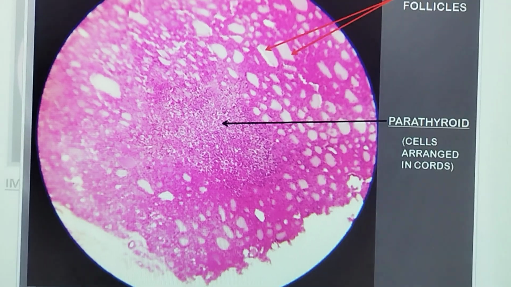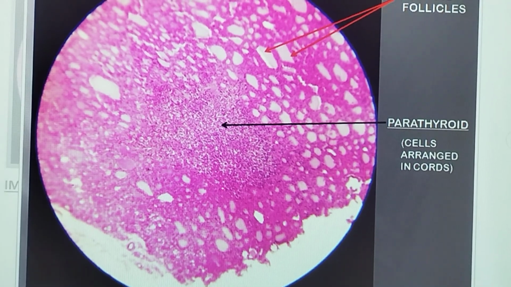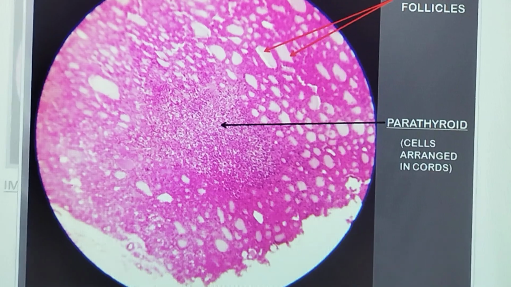It is very easy. The parathyroid gland is always associated with the thyroid gland, okay, and the parathyroid gland shows plenty of cells which are arranged in the form of cords, okay, and you can see the thyroid gland which is showing the classical simple cuboidal epithelium, and also it is filled with colloid. The lumen is filled with colloid. You can see pink staining colloid. So this is how you identify the slide of the parathyroid gland.